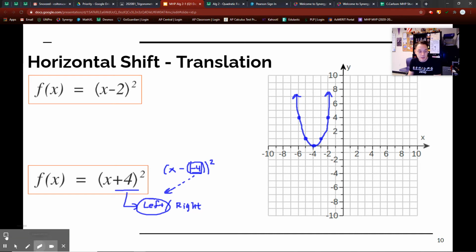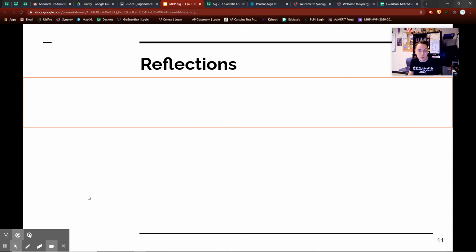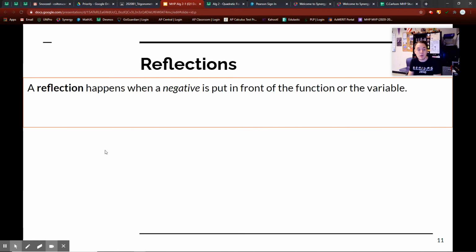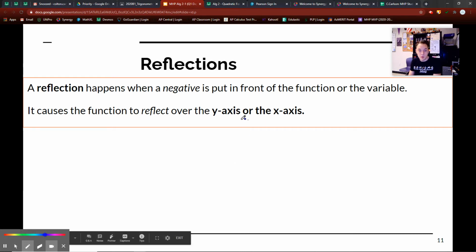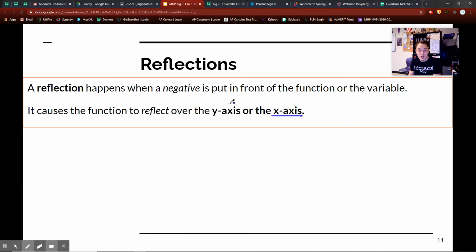Okay, so let's erase that, and let's move on to what we call reflections. So reflection happens when a negative is put in front of the function or the variable. Okay, it causes the function to reflect over the y-axis or the x-axis. Now, mostly we will be focusing on just reflect over the x-axis. We hardly ever will see something when it's reflected over the y-axis because it's not necessarily common, okay?